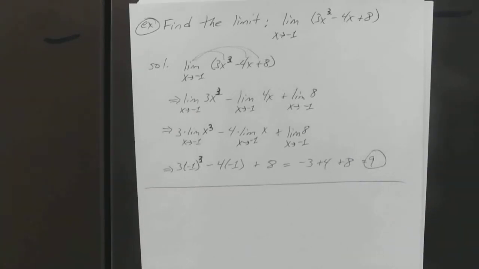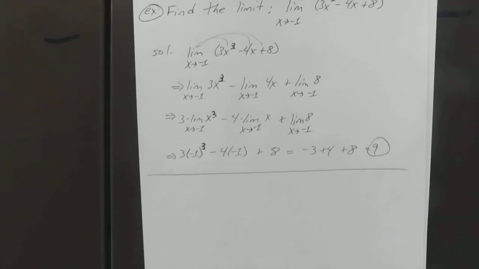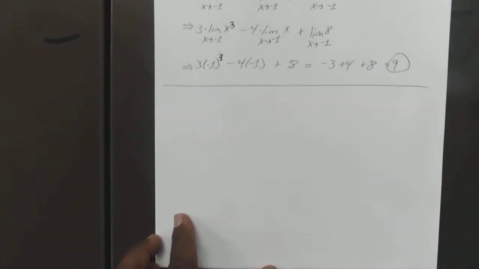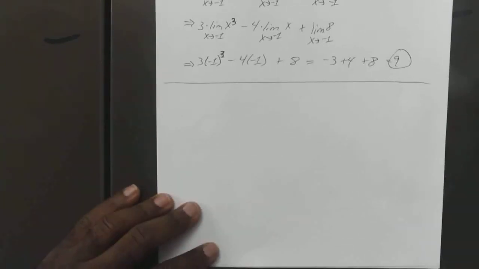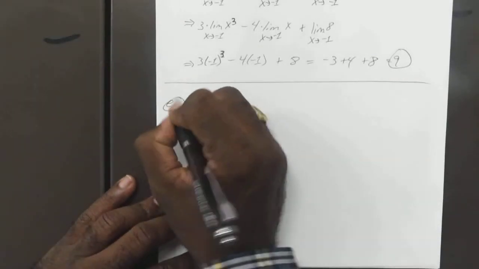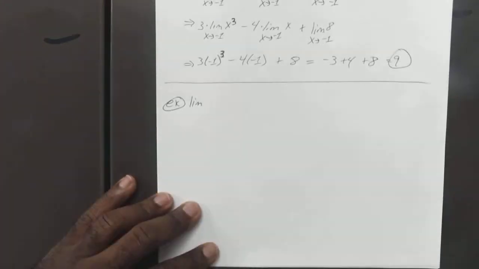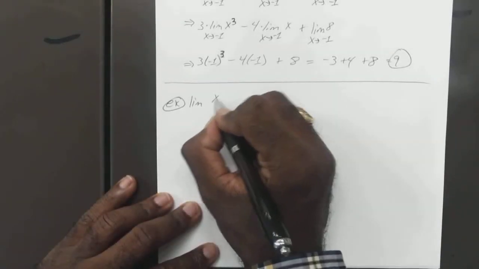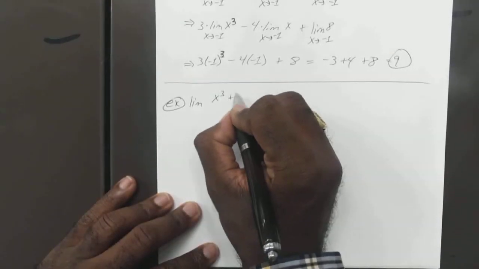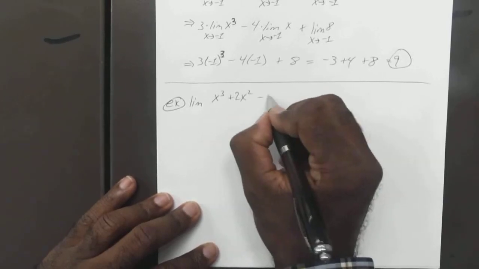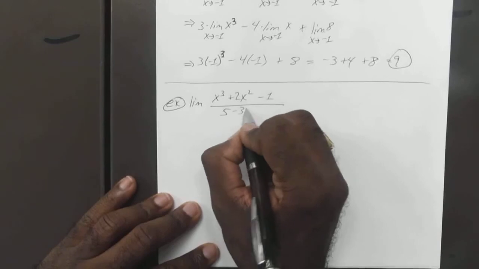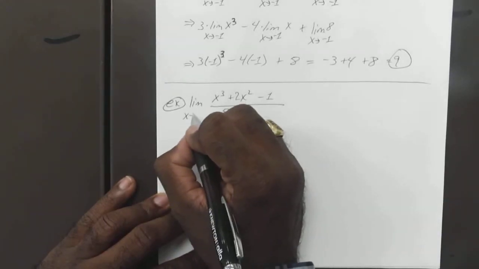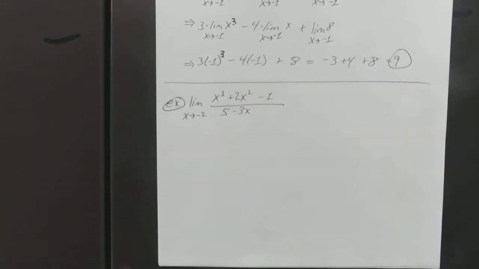All right. So let's do one more. Okay, so let's say, for example, we have the limit of x cubed plus 2x squared minus 1 over 5 minus 3x as x approaches -2.